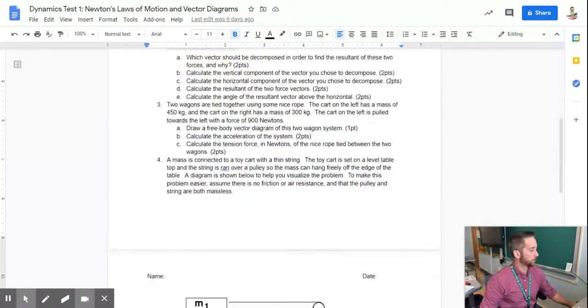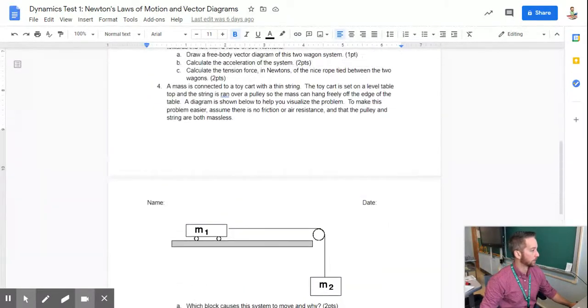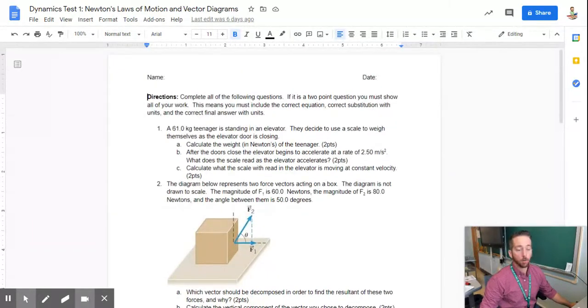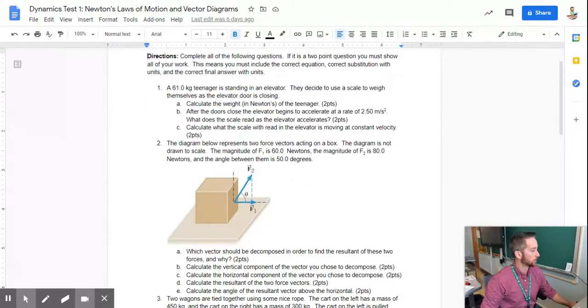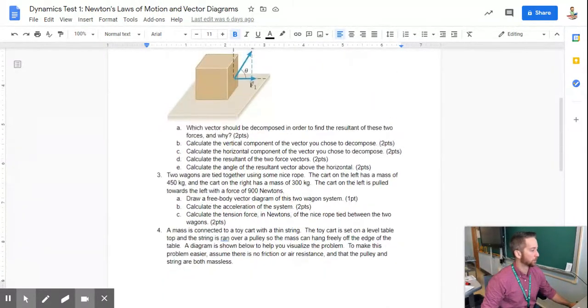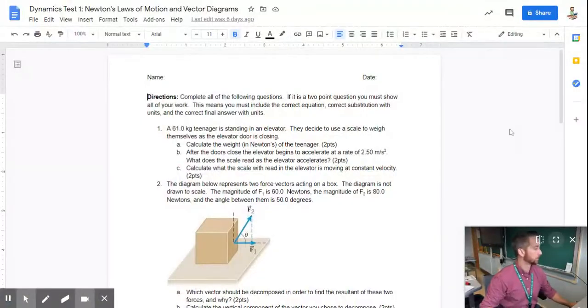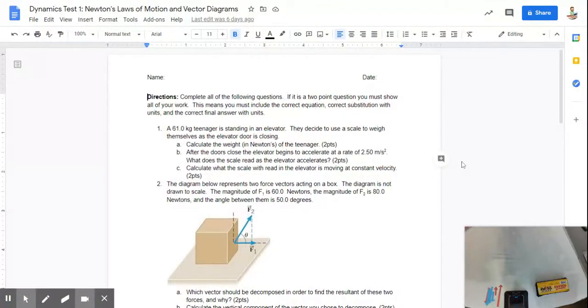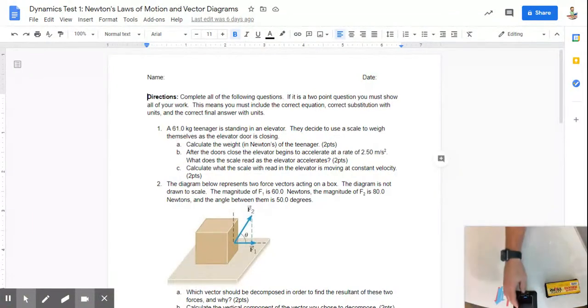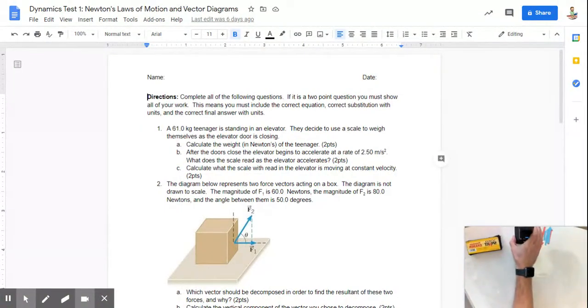Now, there were 3 different versions, so this doc just has all 4 possible questions with all possible parts. So we'll go through them all one by one. It may not be your number 1 or number 2 question, but I'll cover all of them here. I'll look down at my whiteboard to see the work. We'll go over the question, then I'll show you how to do it.